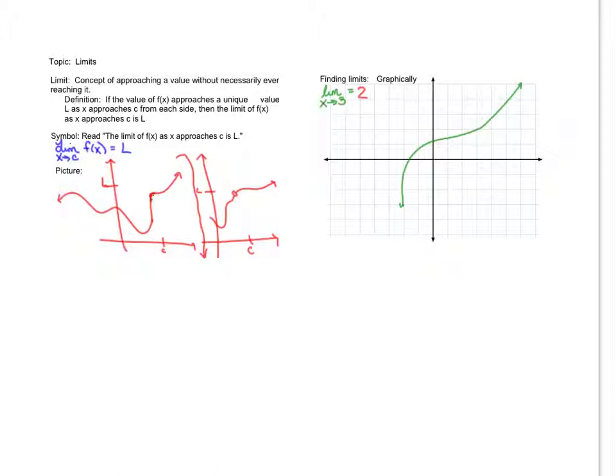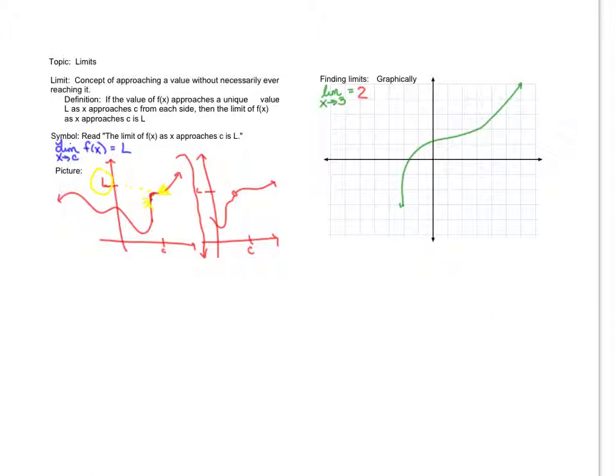So notice that if this is the x value that I'm looking at, this is my C, if I start to get really, really close to that C value in terms of my x values, what y value am I getting close to? Well, notice I'm getting close to this y value here, this L. That means my limit as x approaches C for this function is L.